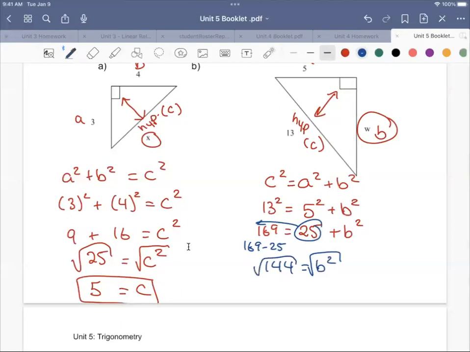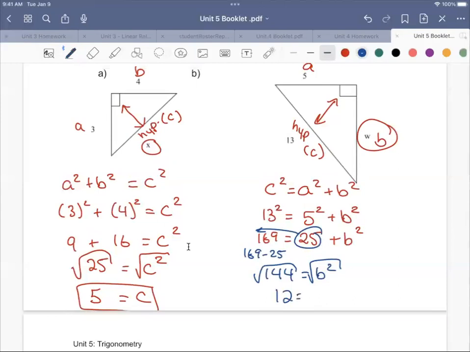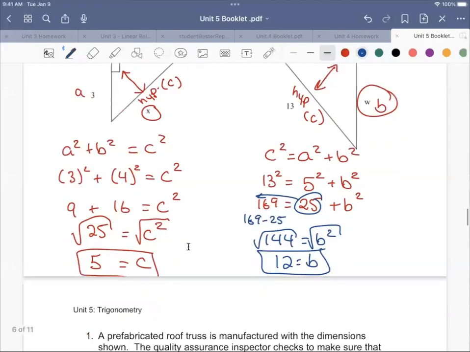Now I need to square root both sides. Square root of 144 is 12 is equal to b. So I know that b, or w in this case, is 12 as far as its length goes. You can rearrange your equation to start off with. That is oftentimes what I will end up doing, but just so you see where the steps come from, that's what we're doing.